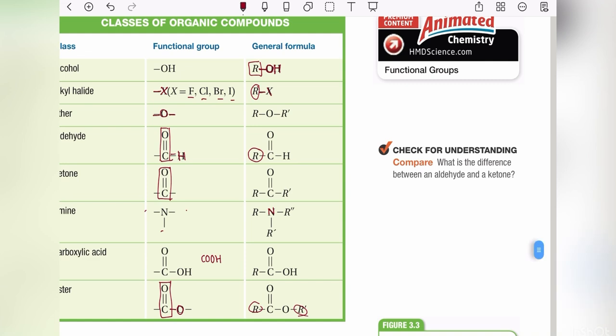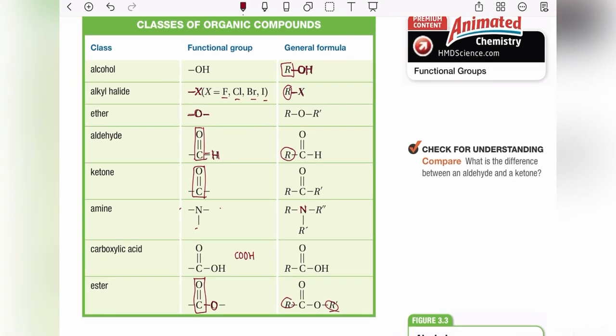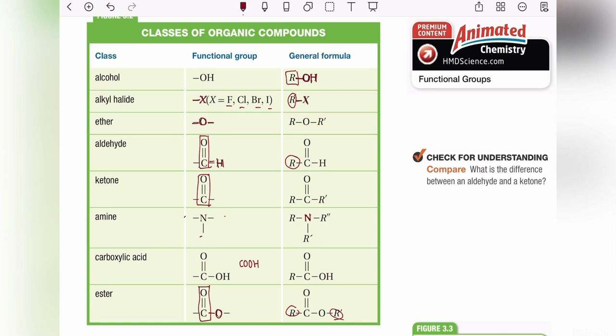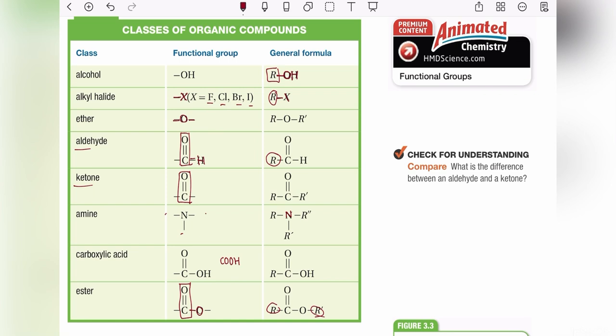And now there's this check for understanding question. We have to compare aldehyde and a ketone and find the difference between them. So feel free to pause and think about it for a second, and we're going to go over the answer. Okay, so here we have aldehyde and ketone. As I said, aldehyde is found at the end of a molecule of a carbon chain. That is why it has a hydrogen atom on the side to make up for not being in the middle.